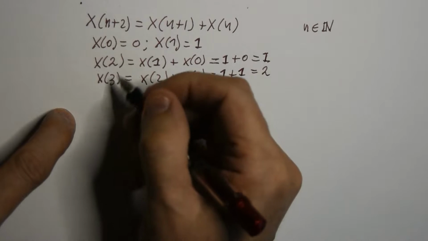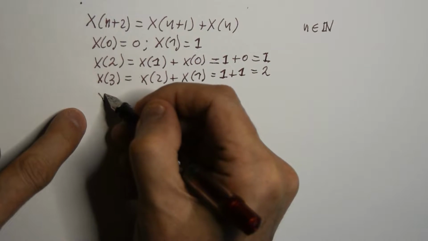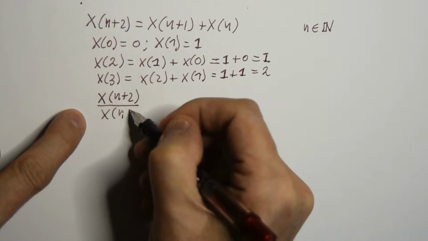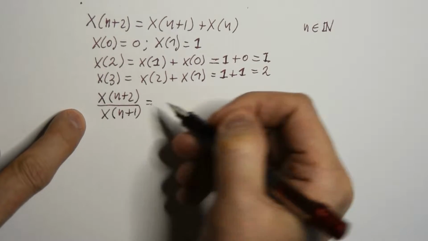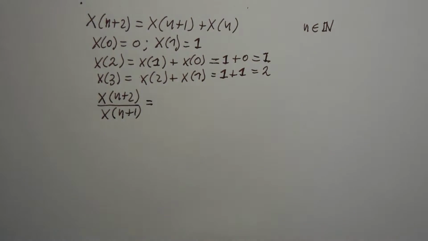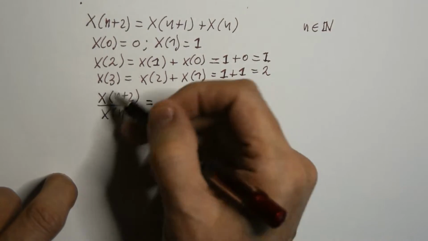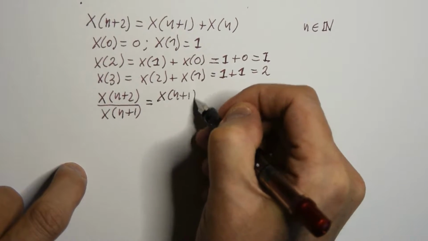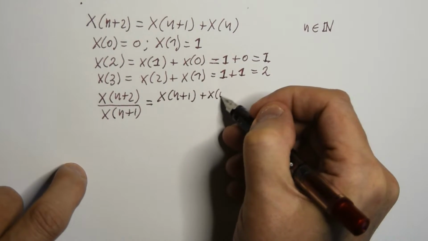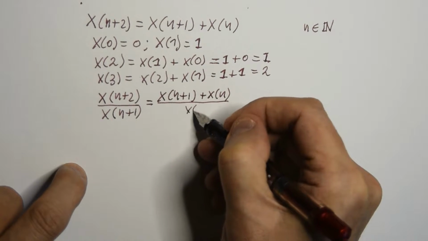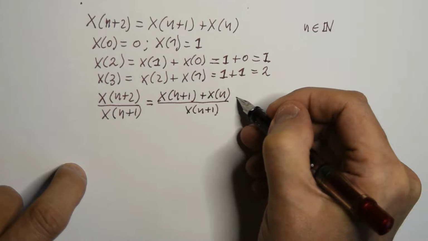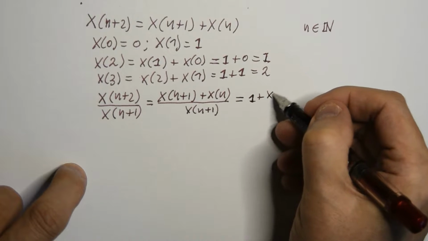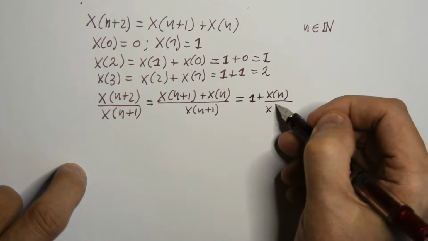Now we can ask ourselves what will happen if I calculate the ratio between x_{n+2} and x_{n+1} when n is really big. So if n is a really big number going towards infinity, what will happen to this ratio? Well, let's write it out. That gives you x_{n+1} plus x_n. We divide that by x_{n+1}. That gives you, just dividing it out, 1 plus x_n divided by x_{n+1}.